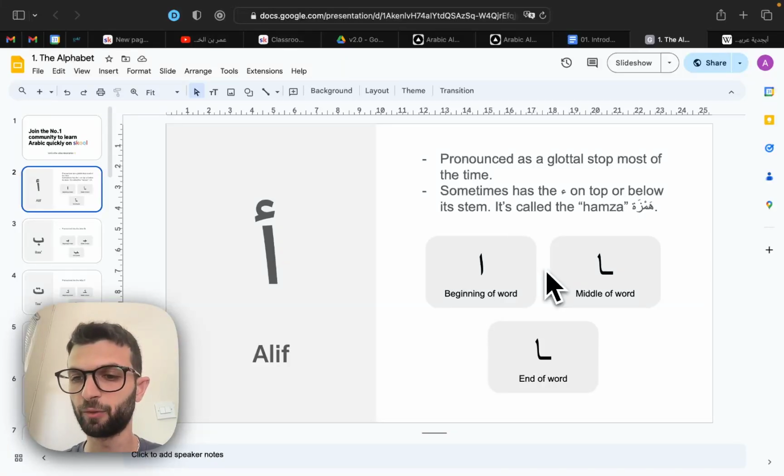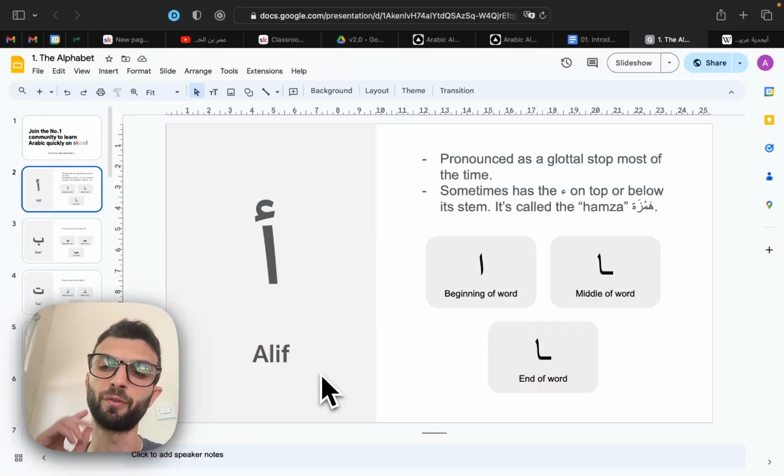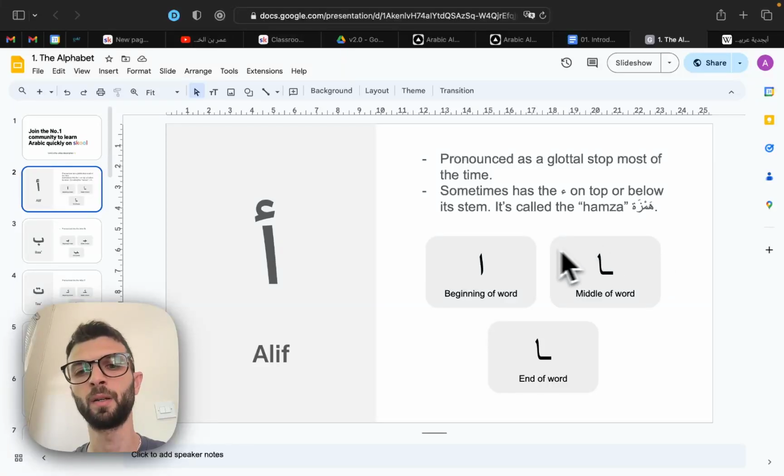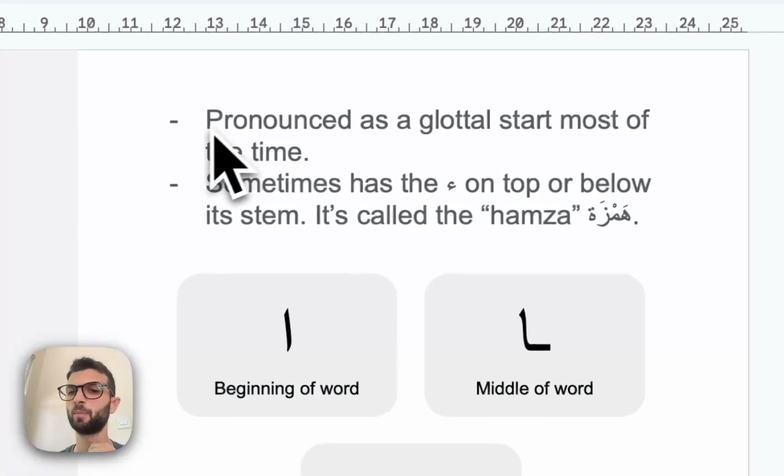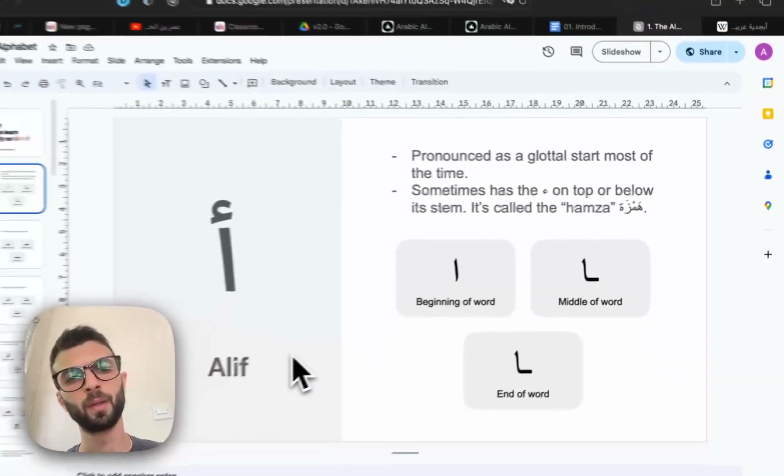Alif is the first letter. The letter that we will be talking about will be in big font right here. The name of the letter, which is only the name, not the pronunciation, the name which is used to refer to the letter if you're talking about it, will be down here. And then the different looks of the letter based on its position in the word, whether beginning, middle, or end of the word, are going to be here. And some notes about the letter here, okay?